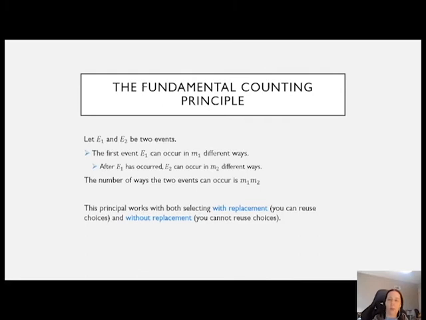If it's without replacement, then generally your choices go down. Like if you're picking 2 letters from the alphabet and you can't repeat letters, you have 26 choices for the first one, but then if you can't repeat, there's 25 for the next. So that would be an example of without replacement. But if you can choose the same letter, it'd be 26 and 26. But either way, you're still multiplying them together.